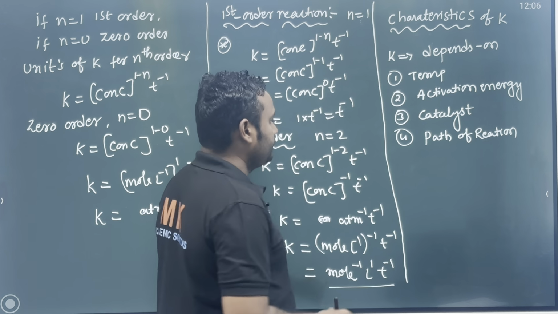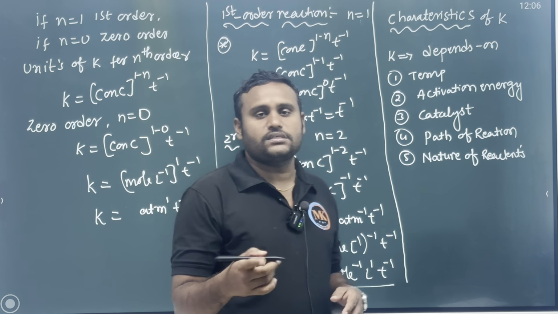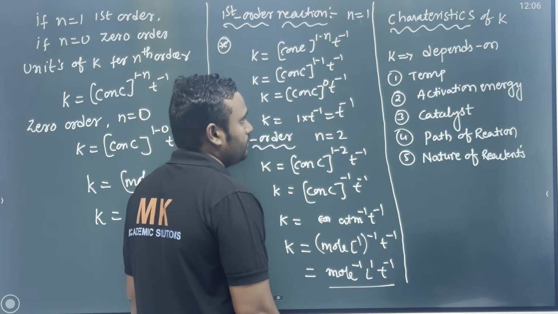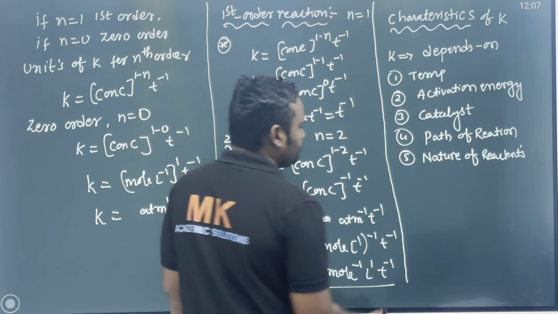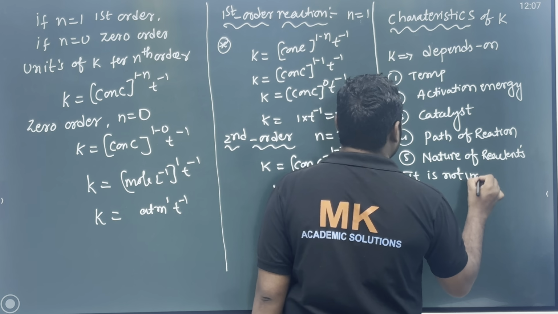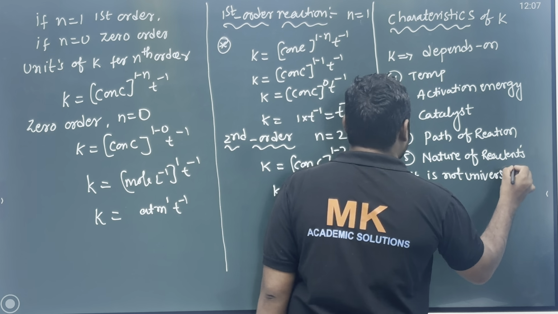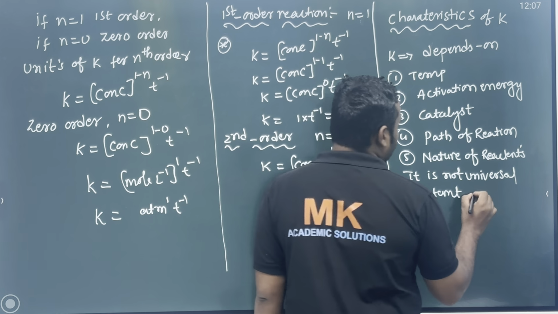And nature of reactants. When reactants change, K also changes. Each and every reaction has a particular rate constant, and it is not a universal constant. It depends on the type of reaction.